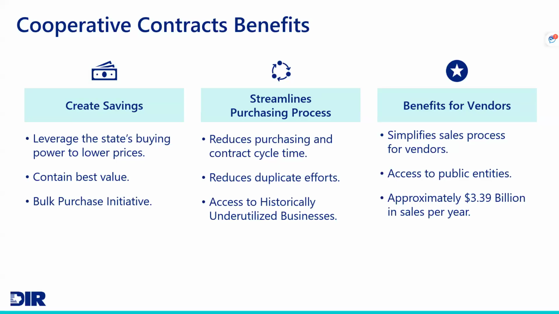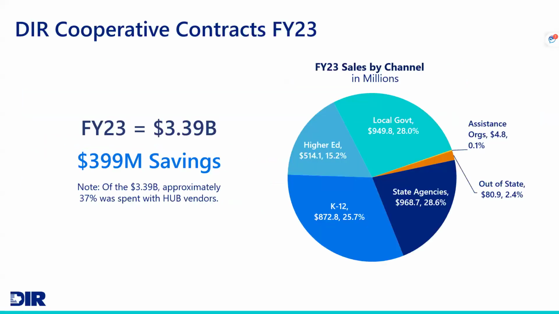And last year in FY23, which the state fiscal year is September 1 through August 31st, our cooperative contracts program generated over $3.39 billion in sales. That's a lot of dough, you guys. So this chart here kind of gives you a breakdown of what that spending looked like in FY23. You'll see that state agencies made up about 28% of that spending.